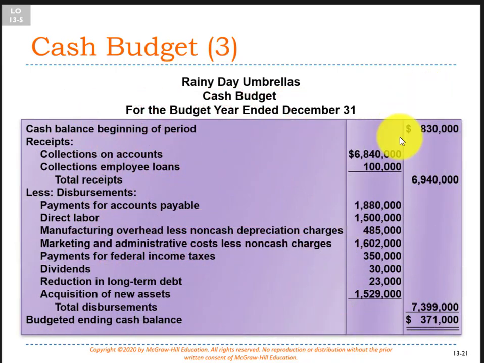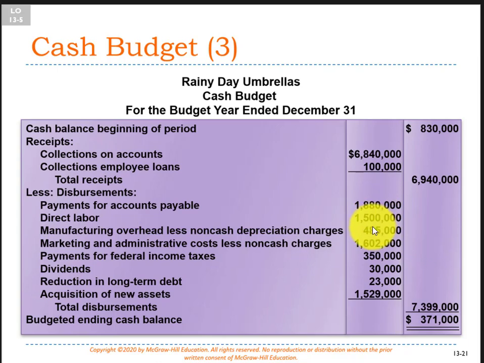So, start with the beginning cash, collect on accounts. Collection on employee loans would seem to be quite a large amount for any company, but I wouldn't expect that. But this would be the big one. You see that's almost $7 million. Okay, by far most of the collections there.